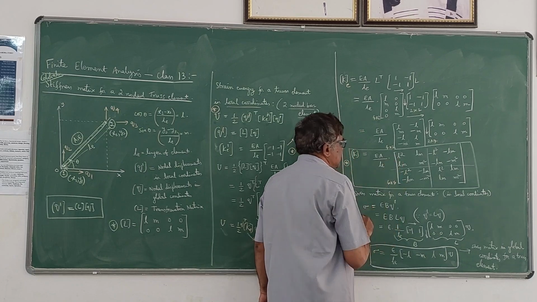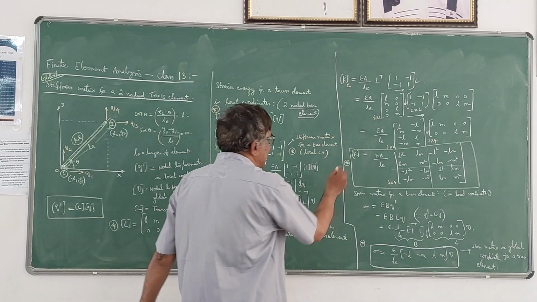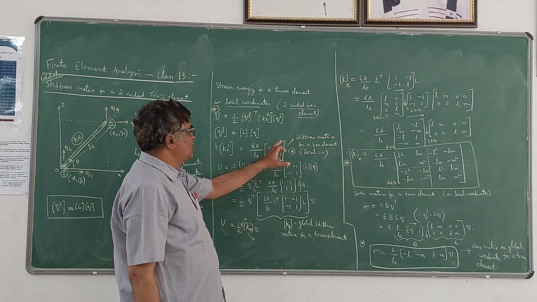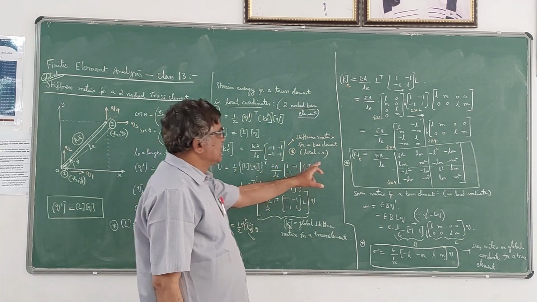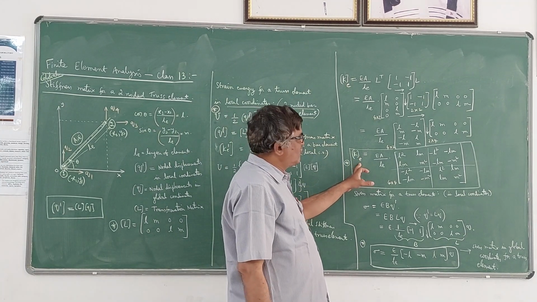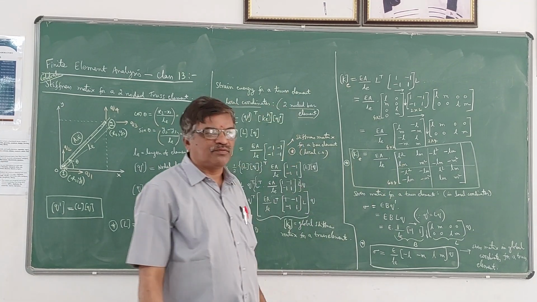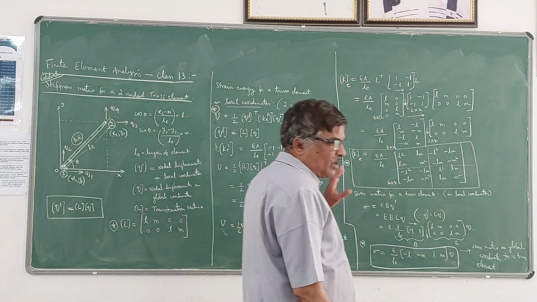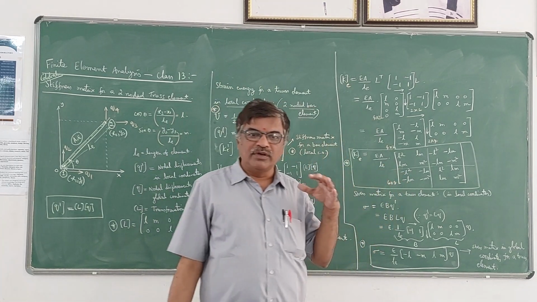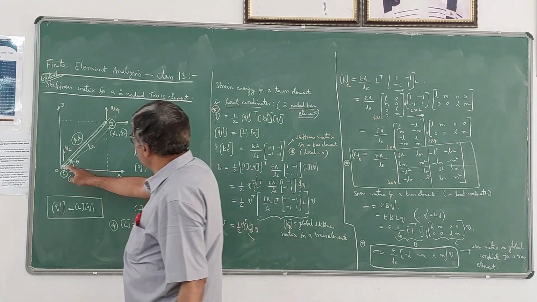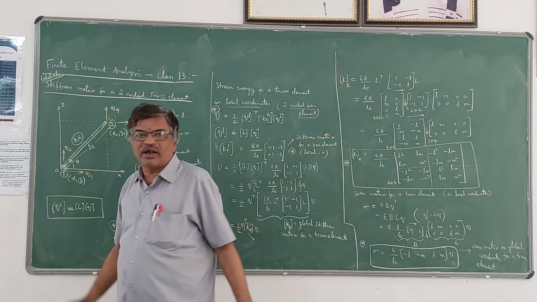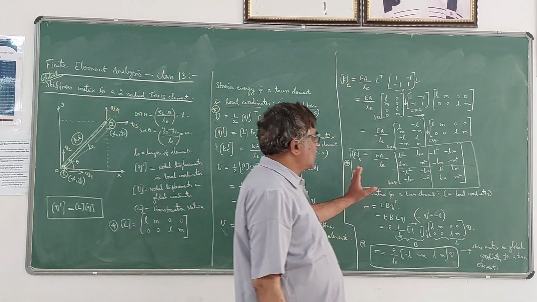So, please note that KE dash is of the order 2 cross 2, whereas KE will be of the order 4 cross 4. That is the global stiffness matrix for a truss element with 2 degrees of freedom at each node. Please note that it is 2 degrees of freedom at each node, Q1, Q2, Q3, Q4. Like that we have to take. So, it is 4 cross 4.